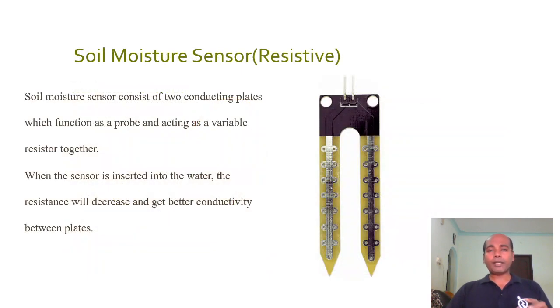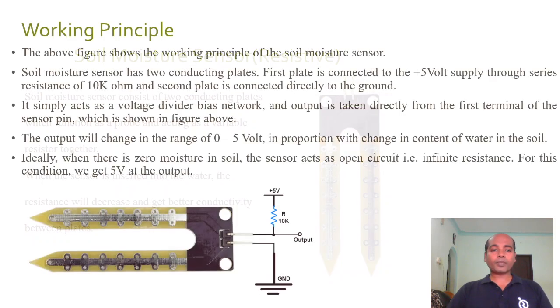Soil moisture sensor. In this lecture, we are going to see in detail about a resistive type soil moisture sensor. A resistive type soil moisture sensor consists of two conducting plates which function as a probe and together act as a variable resistor. When the sensor is inserted into water, the resistance will decrease and there is better conductivity between the plates. As you see in this diagram, this is the structure of the soil moisture sensor.